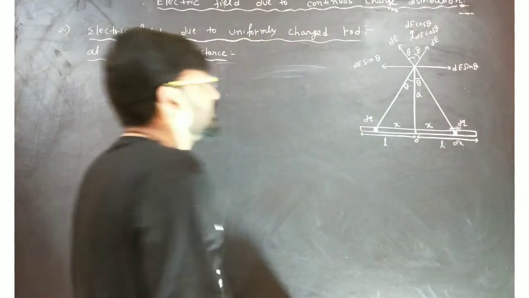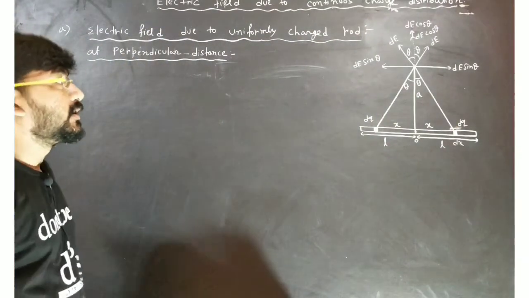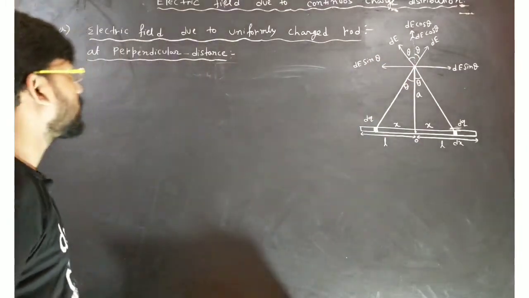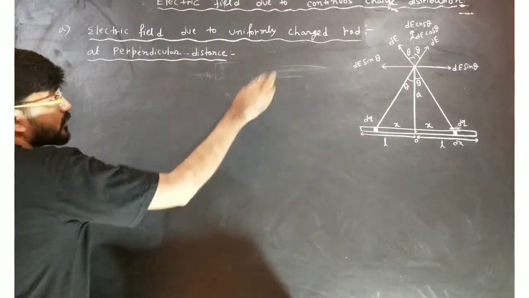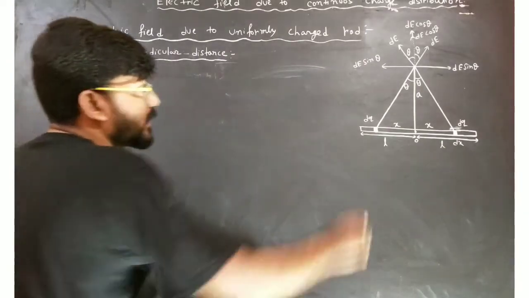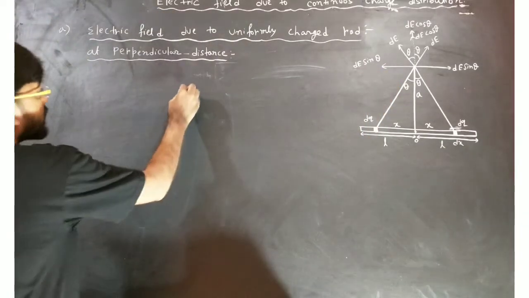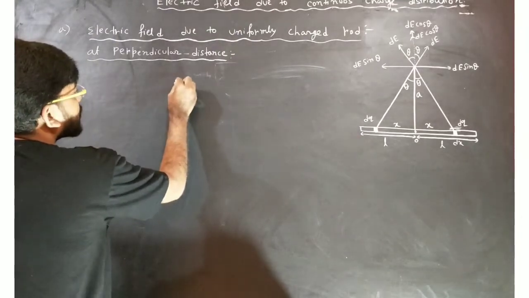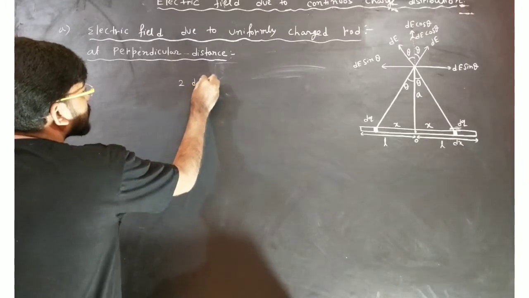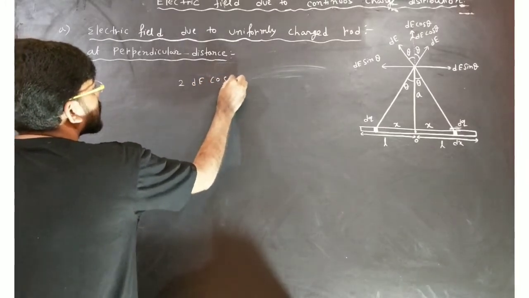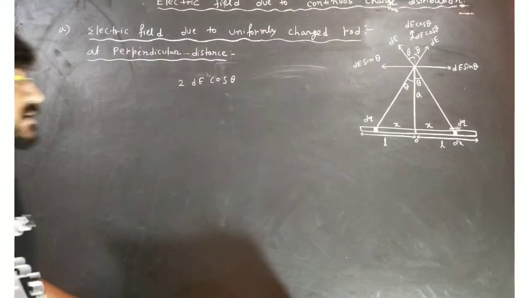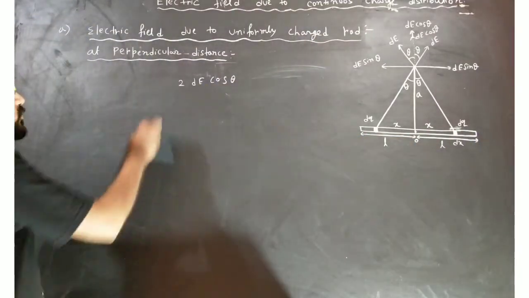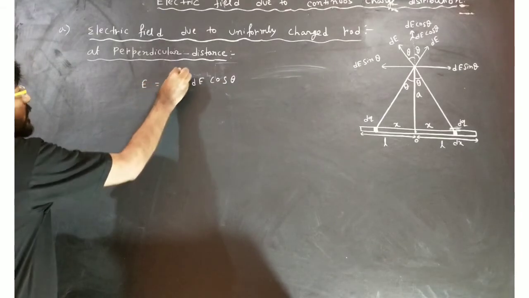So you can see dE sin theta and dE sin theta will cancel out, and the net electric field at this point will be 2 dE cos theta. It is just the electric field due to this dq and this dq, so that will be 2 dE cos theta. And if you talk about the net electric field for the whole rod, then we have to integrate this expression. So E will be the integration of 2 dE cos theta.